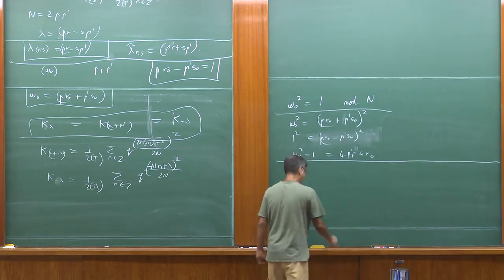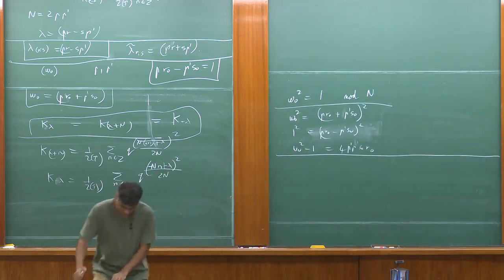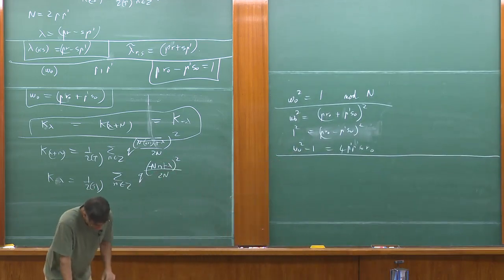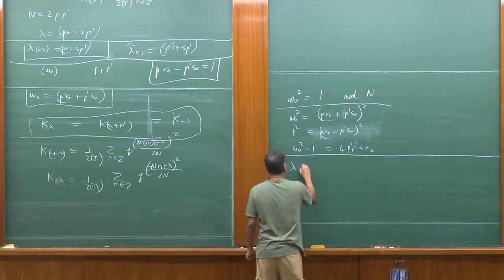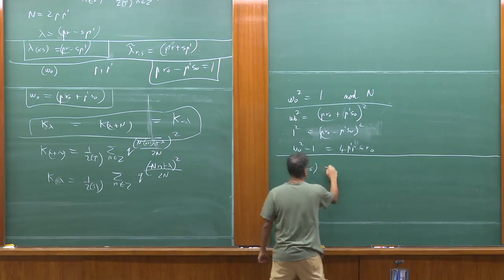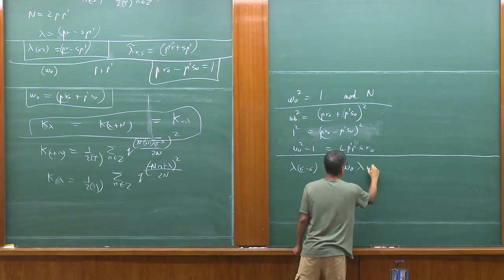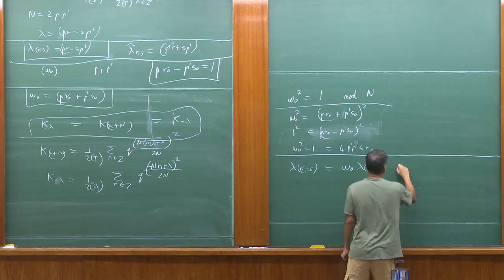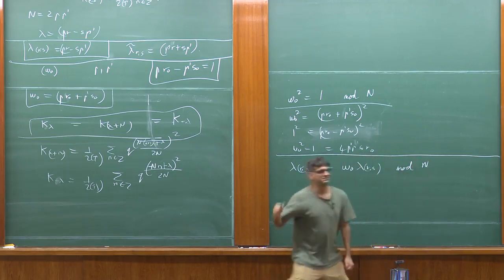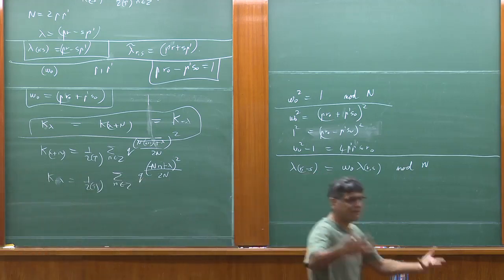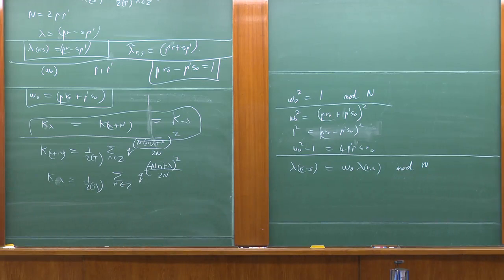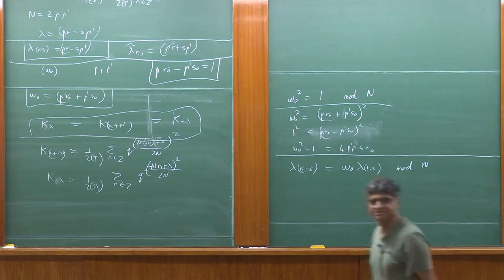Okay, the second thing I want to tell you about this omega naught, and this is the key point, is that lambda of r, minus s is equal to omega naught times lambda of r, s mod n. So reversing the sign of s is the same as multiplying by this omega naught on this integer lambda. Okay, that's the second claim.